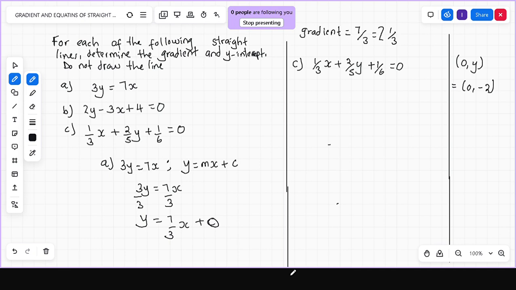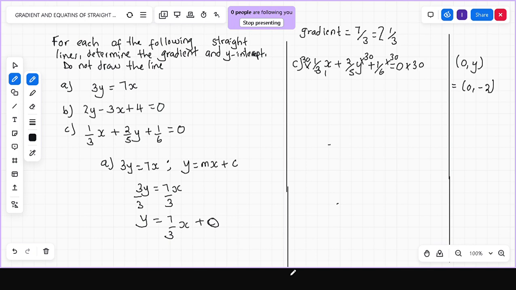So the first thing we can do is get rid of the fractions, so you multiply by the LCM of the denominators. The LCM of 3, 5 and 6 is 30. So everything you're going to multiply by 30, the first term and this one again, multiply by 30.